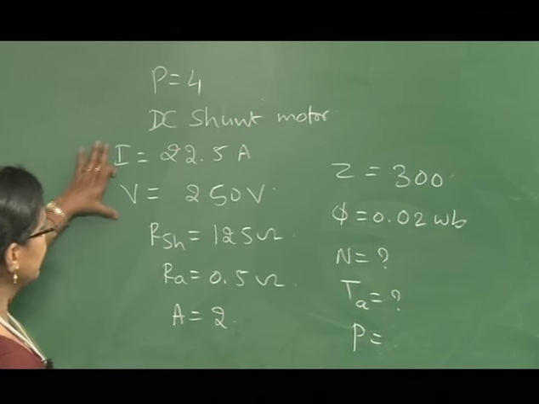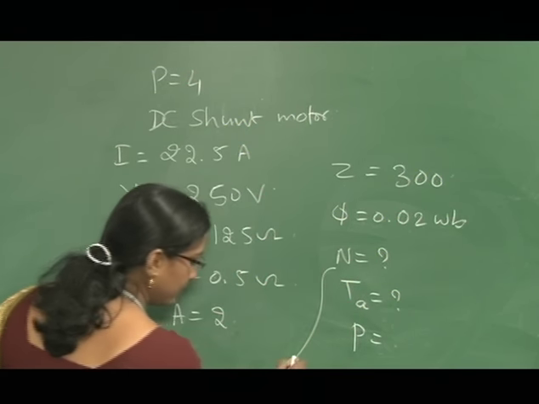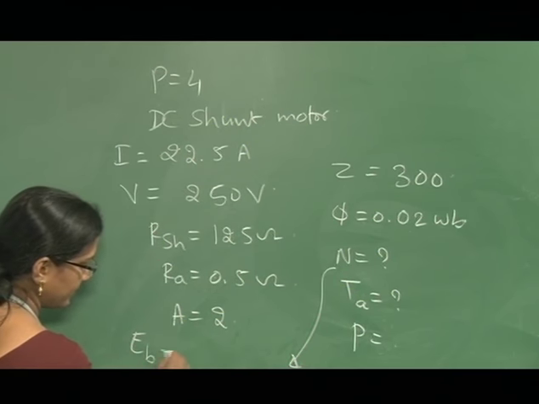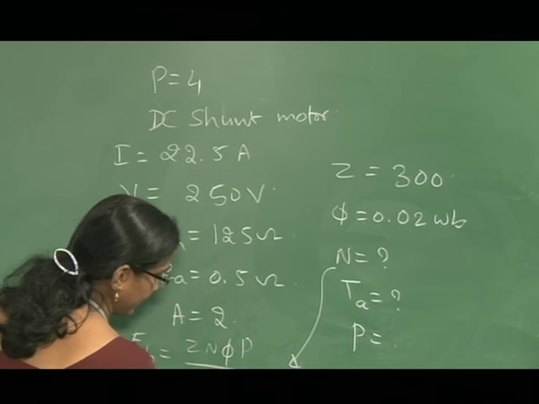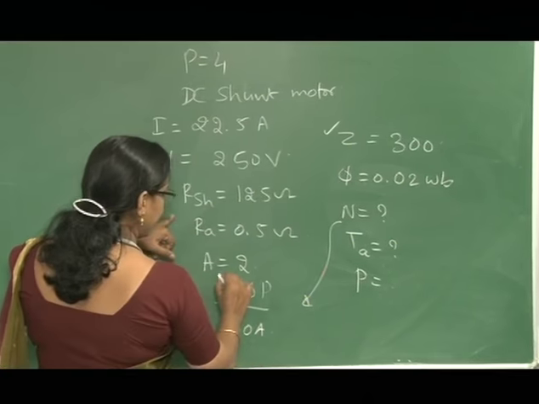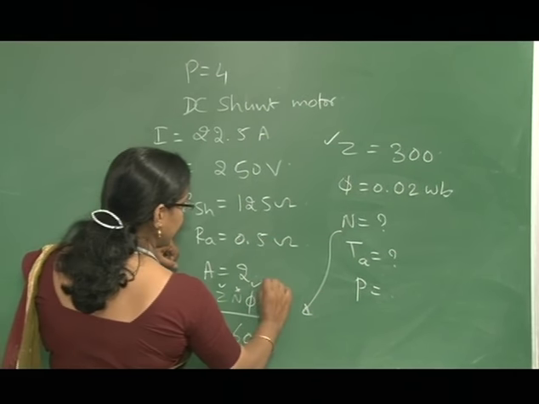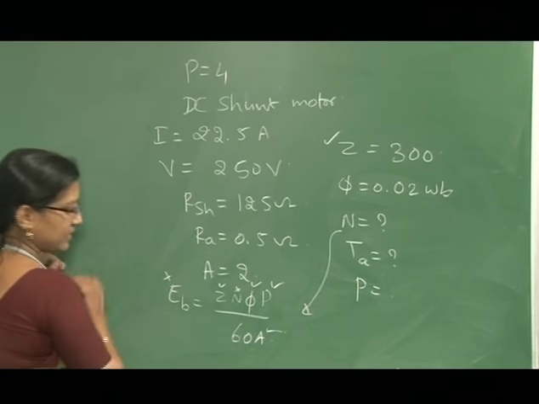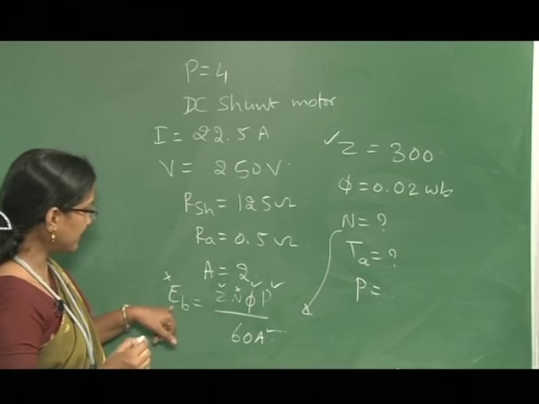So, here for the speed, what is the equation you are using? EB is equal to ZNφP divided by 60A. Here Z is the total number of conductors. Speed is not given, but flux is given, P is given, A is given. EB is not given. EB and N both are unknown. Now, how to calculate this EB?